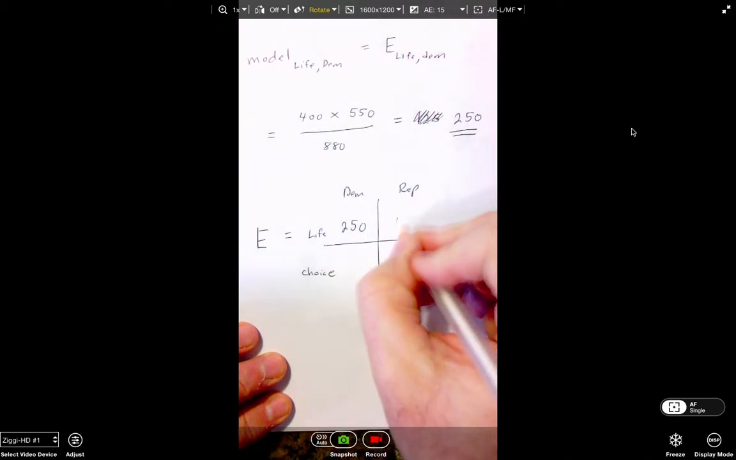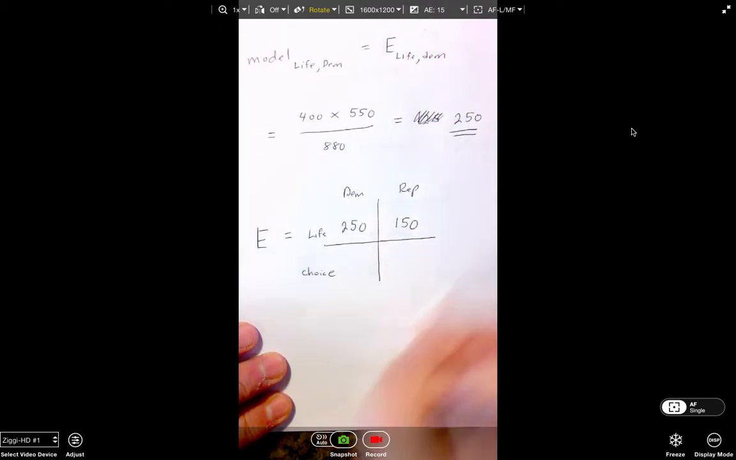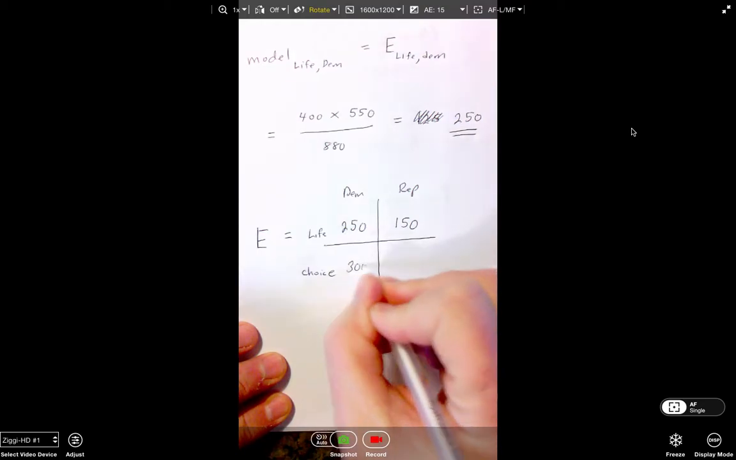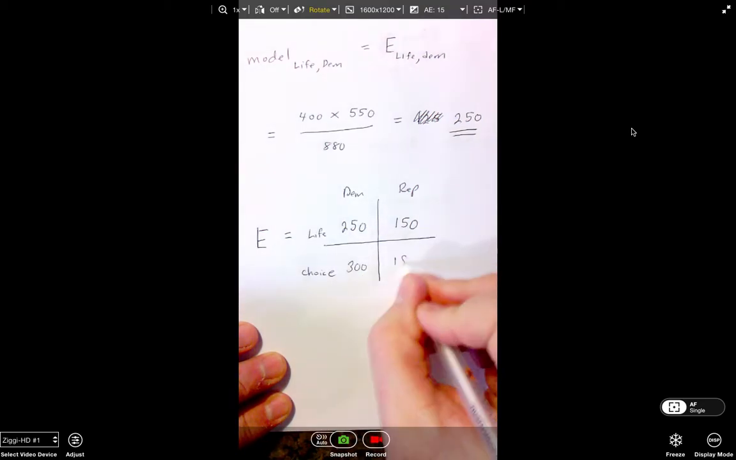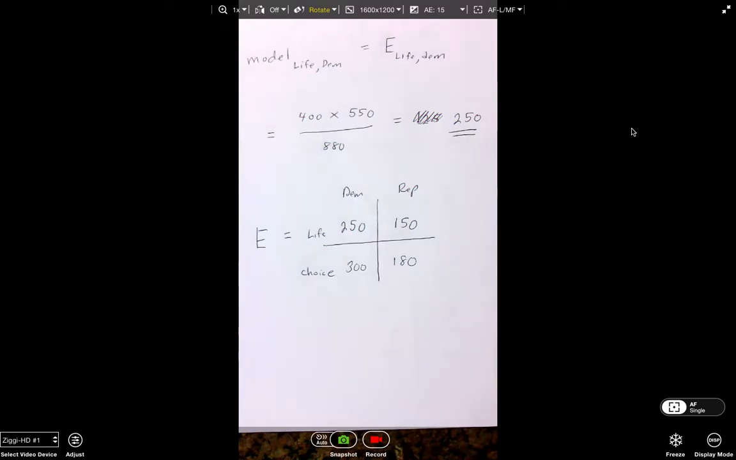So 250, 150, 300, and 180. So guys, now what we want to do is we want to compare what we saw and what we should get under random, just by chance.